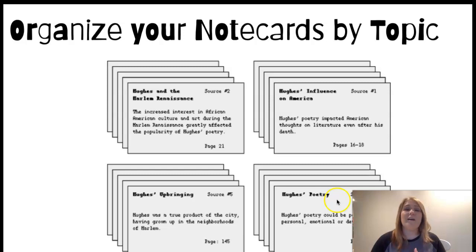So if you're confused, you're still having questions about what you need to do today, email one of your teachers so that we can help you out. We just want to make sure that everything is organized and ready to go to start the writing process on Monday. Okay, so that literally should only take you a couple minutes today if your note cards are done, just to organize everything by topic, and then you should be good to go.